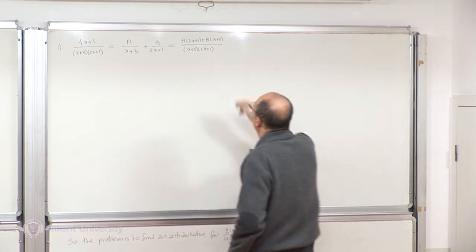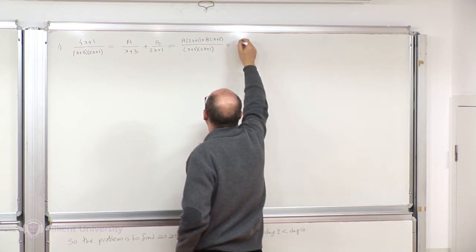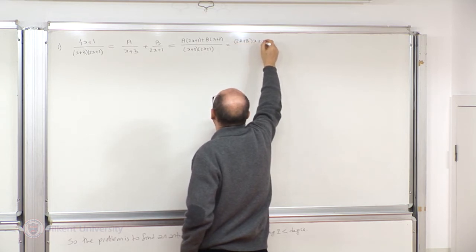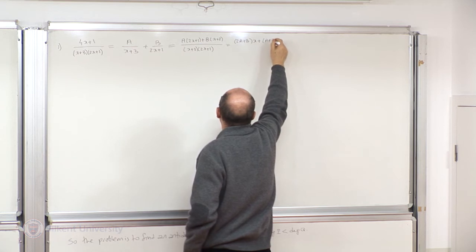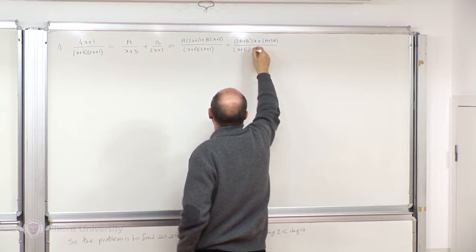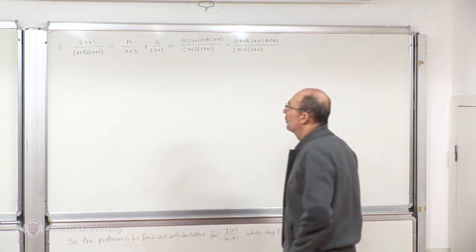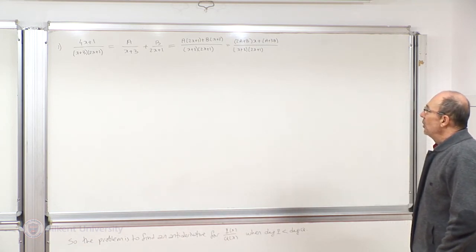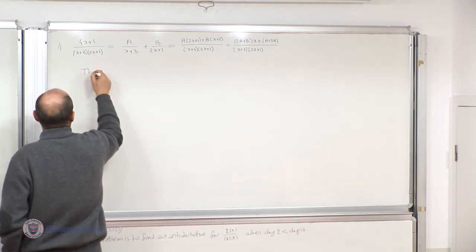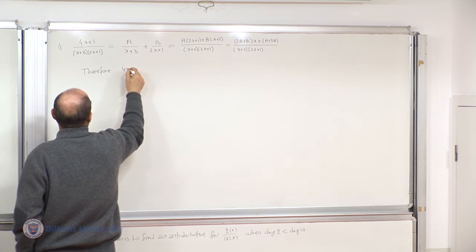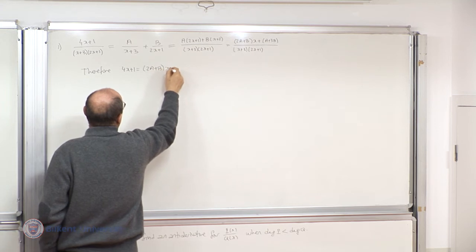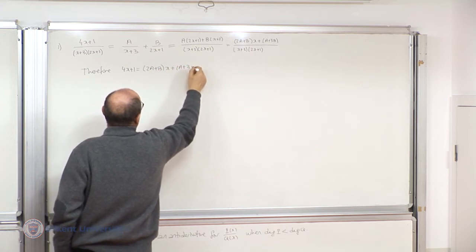Now you look at this part. This is (2a plus b) times x plus (a plus 3b), divided by (x plus 3)(2x plus 1). You see the denominators are the same, so the numerators must be the same. Therefore, 4x plus 1 is equal to (2a plus b)x plus (a plus 3b).